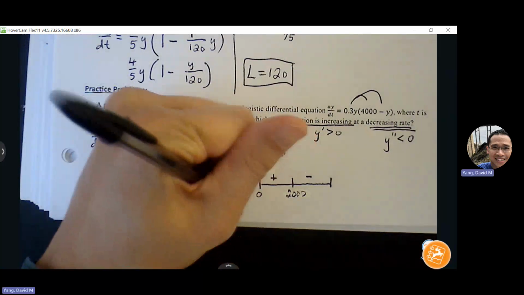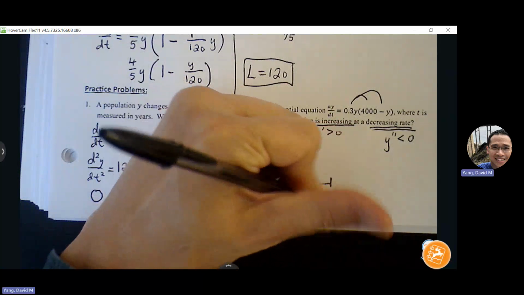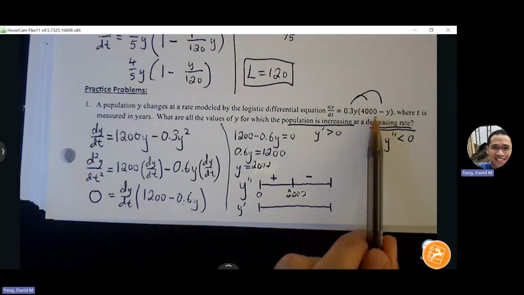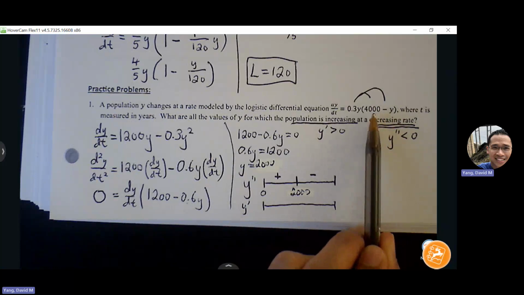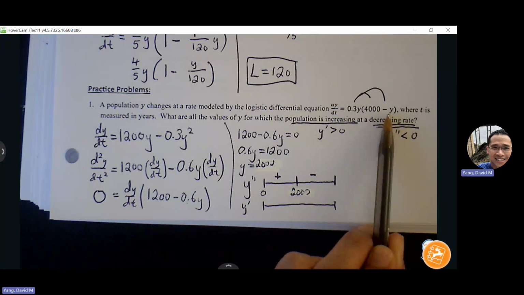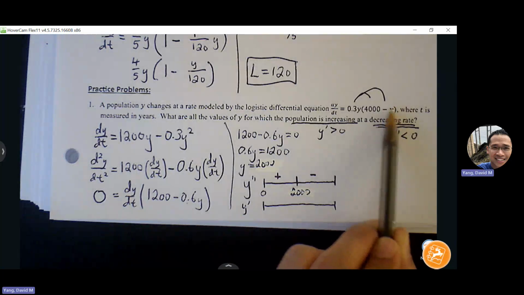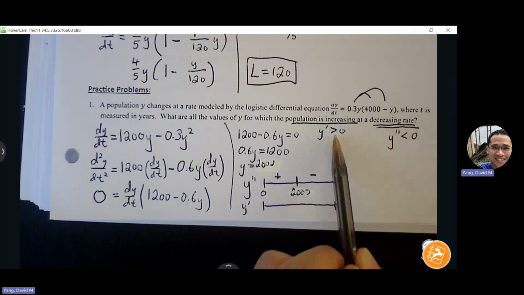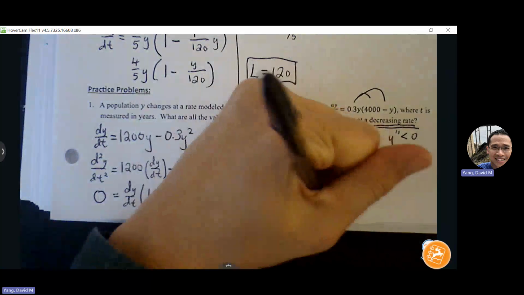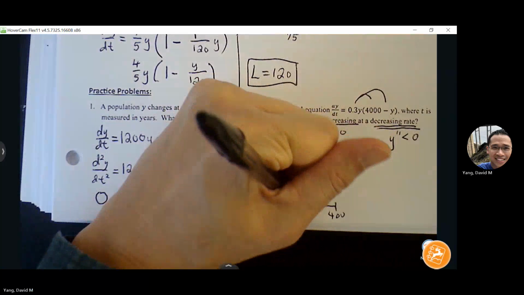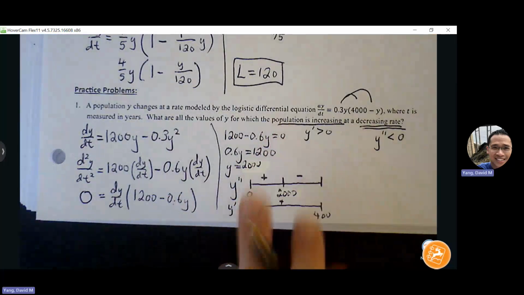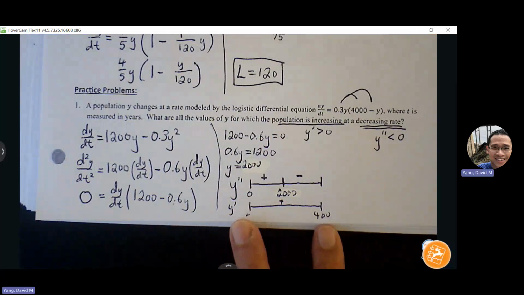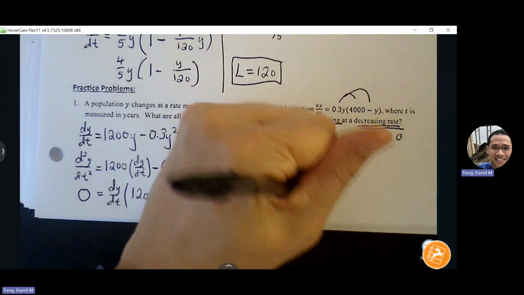Now, if we look at y prime here, we know that y prime is going to be positive everywhere from 0 to 4,000, right? Anything more than 4,000 is going to be where my dy dt is going to start to become negative. So I can just say from 0 to 4,000, my entire y prime is positive. So I want to know where my population is increasing. So I know I'm looking at that interval from 0 to 4,000.